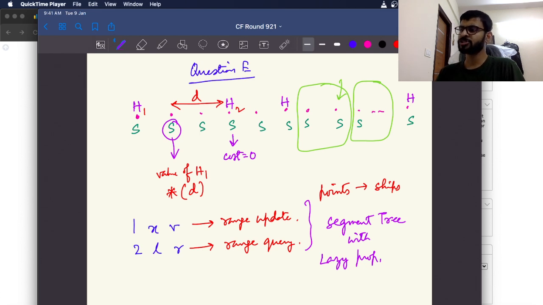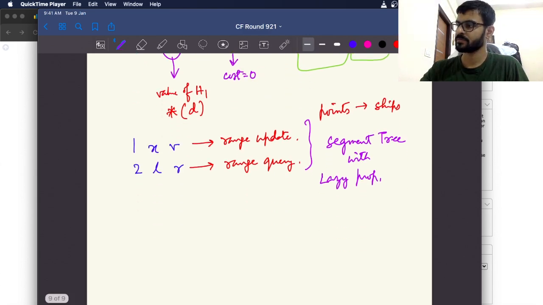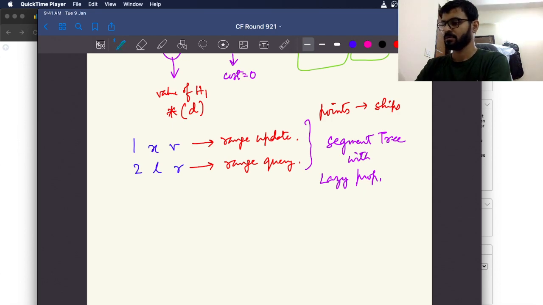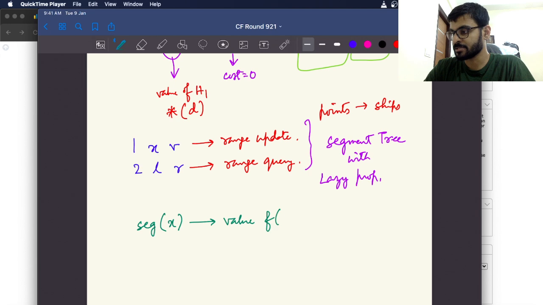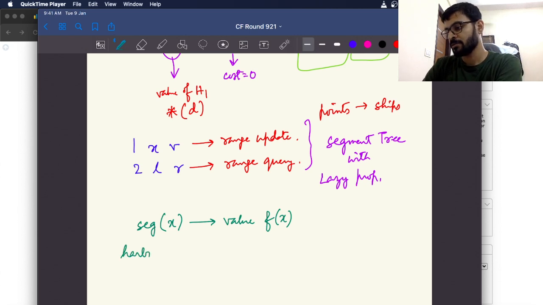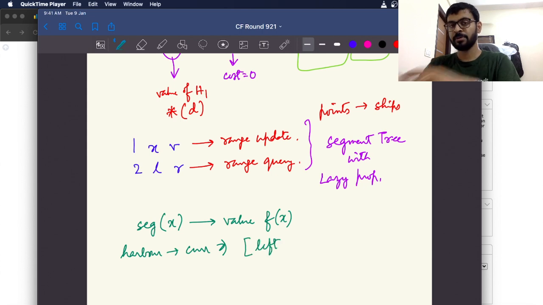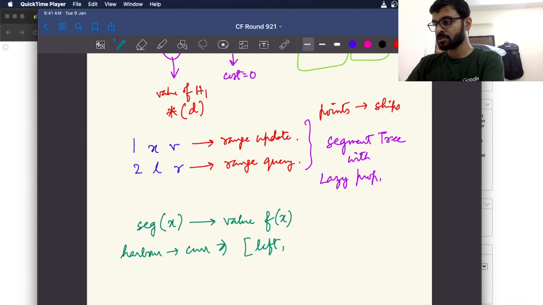How to propagate? For each ship in my segment tree, for each x I can store the value. Let's say that is fx. Now what happens if a harbor enters at position car? From the left, there will be a left harbor already present and a right harbor already present. So from the left up to the car, all will consider this as their new right. All ships affected from this left to the car will consider this as the right.